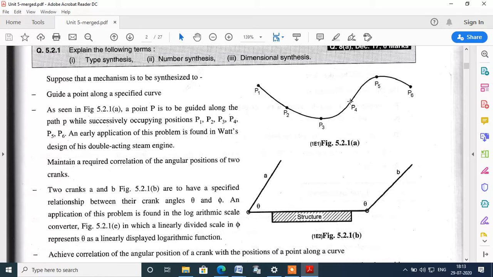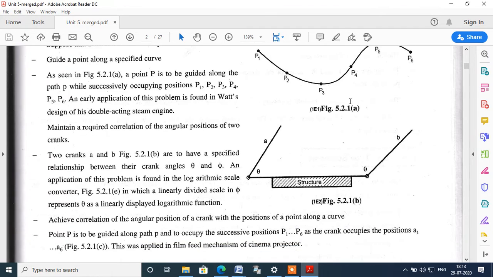Maintain a required correlation of the angular positions of the two cranks. Here two cranks, this crank is A, this crank is B, are to have a specified relationship between the crank angle theta, and here it is phi. An application of this problem is found in the logarithmic scale converter, in which a linearly divided scale in phi represents theta as a linearly displayed logarithmic function.